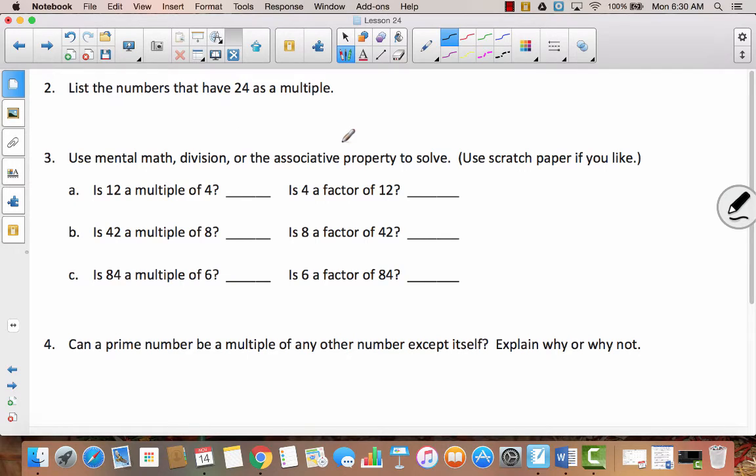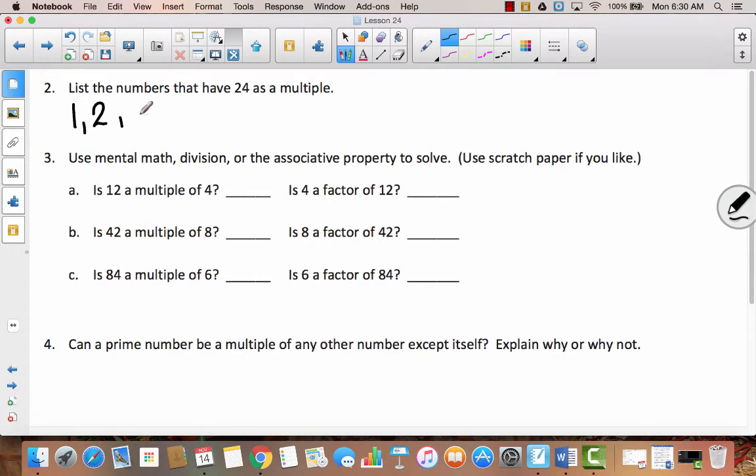All right, so now we're going to list the numbers that have 24 as a multiple. What that means is, if I was counting by certain numbers, what numbers would I say 24? Like if I was counting by ones, 1, 2, 3, 4, 5, 6, 7, 8, 9, would I eventually say 24? Yes. So 1 is a factor of 24. If I counted by twos, would I say 24? Yes. I would say 2, 4, 6, 8, 10, 12, 14, 16, 18, 20, 22, 24.